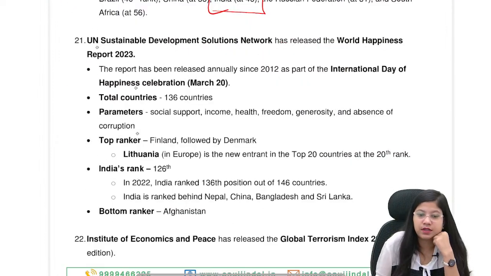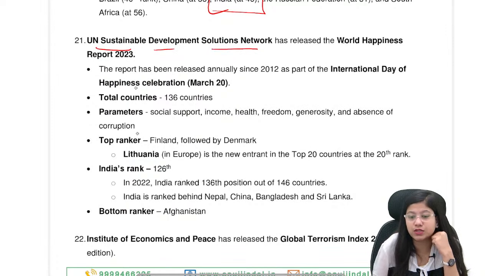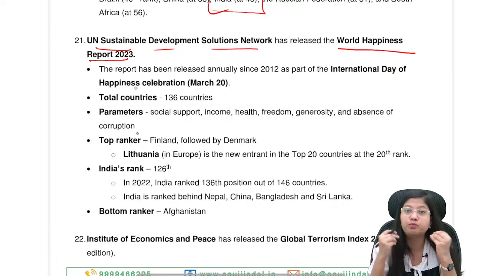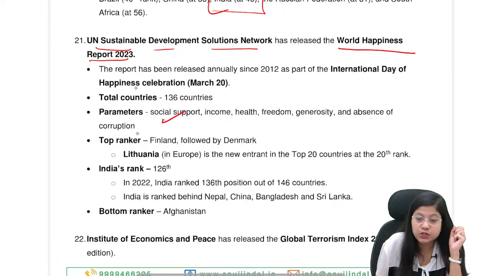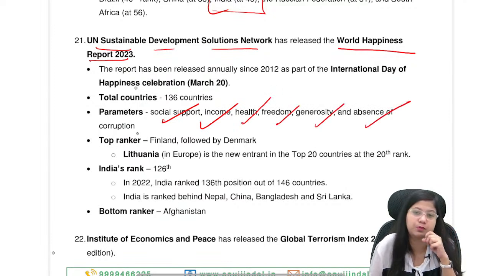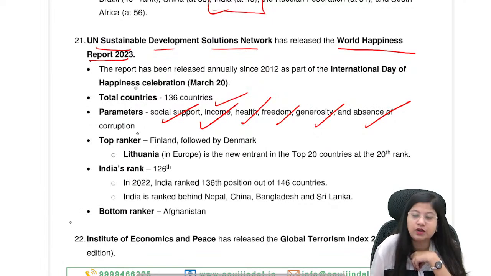Next, the UN Sustainable Development Solutions Network has released the World Happiness Report. First of all, happiness is measured on very objective elements, for example, social support, income, health, freedom, generosity, and absence of corruption. So these are the parameters on which the happiness of people in a country is judged. 136 countries are assessed.